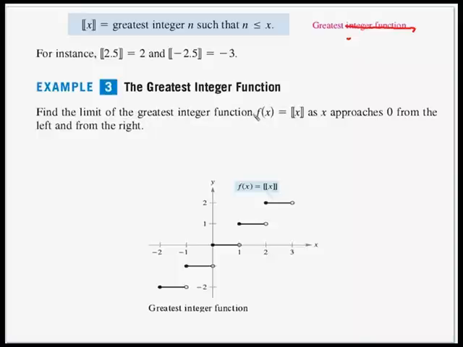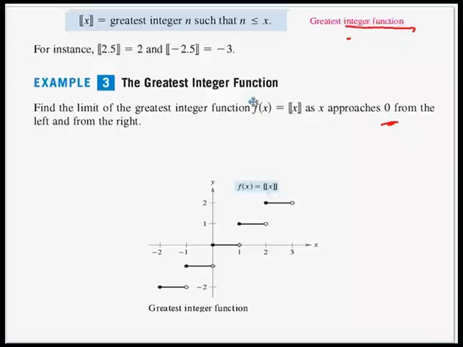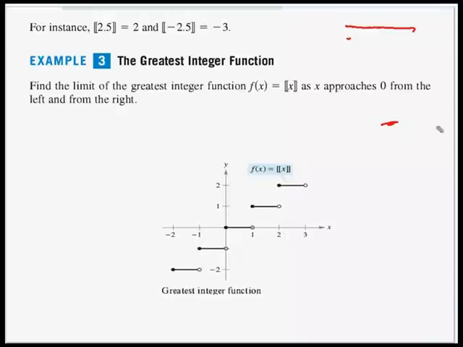So example 3, the greatest integer function. Find the limit of the greatest integer function, f of x equals the step of x, as x approaches 0 from the left and the right.